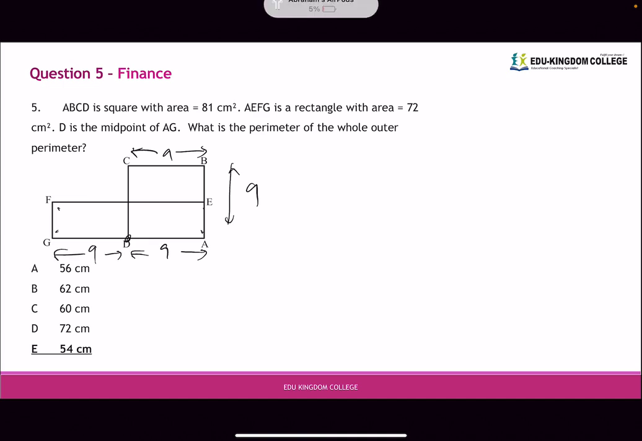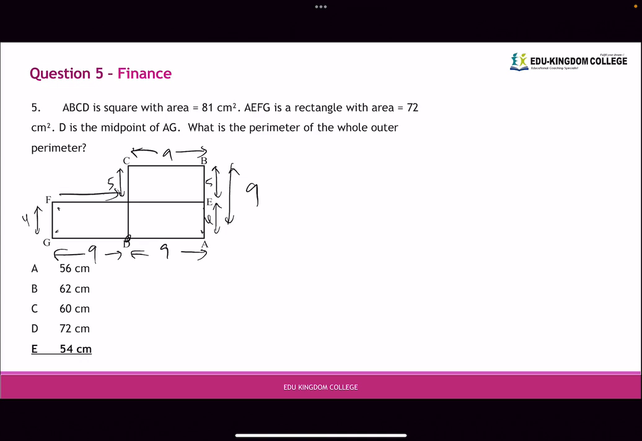Now, 9 plus 9 is 18. So 72 divided by 18 is, no, sorry, 72 divided by 18 is 4, which means that AE here is 4, and this should be 5. So 9 plus 9 is 18, times 4 equals 72. What is the perimeter of the whole outer perimeter? So this is 4 as well. This is 5.